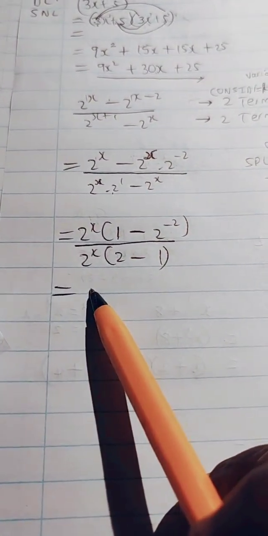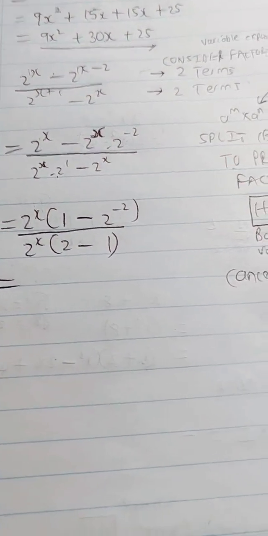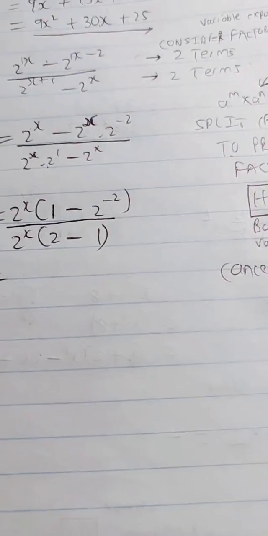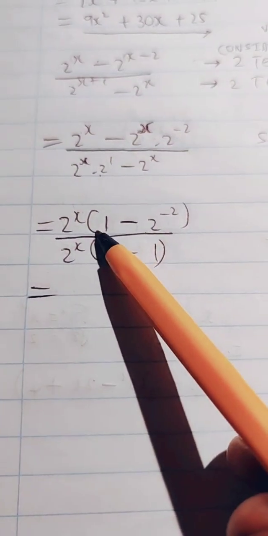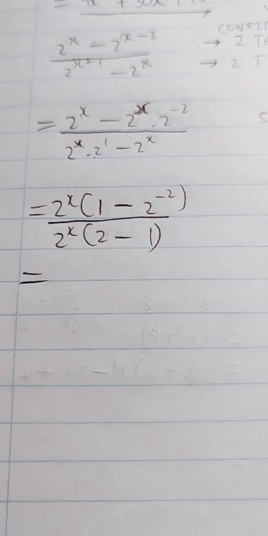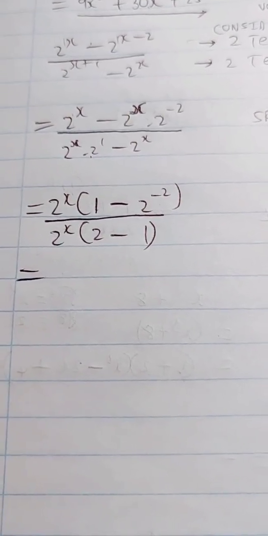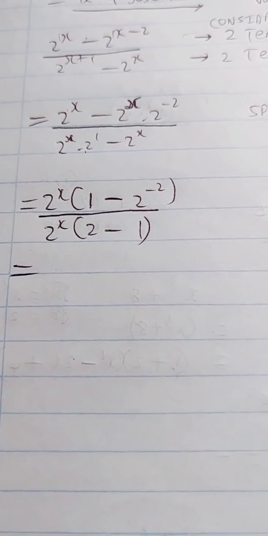Why can we cancel this with that? Why can we cancel? I'm going to pause for a little bit. I want you to think about it. Why is it possible to cancel? And my question is, can we cancel this 1 and this 1? If so, why? If not, why? Some food for thought. Answer me in the comment section. I'll be back.